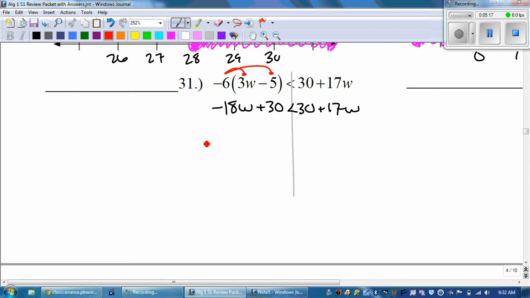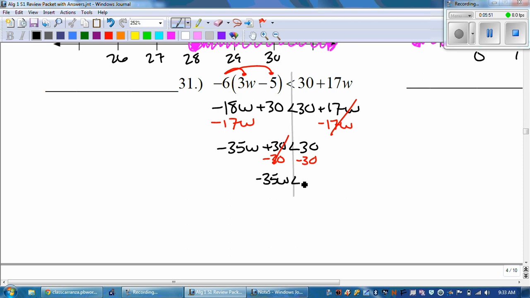I know I have to get all my variables to the left-hand side, so I'm just going to do that now. Negative 18 minus 17 is negative 35w. The 30 comes down. Okay, we distributed, we got the variable by itself. Now we're following StatMap, so I'm going to subtract 30 from both sides. And I get negative 35w is less than, well, 30 minus 30 is 0.